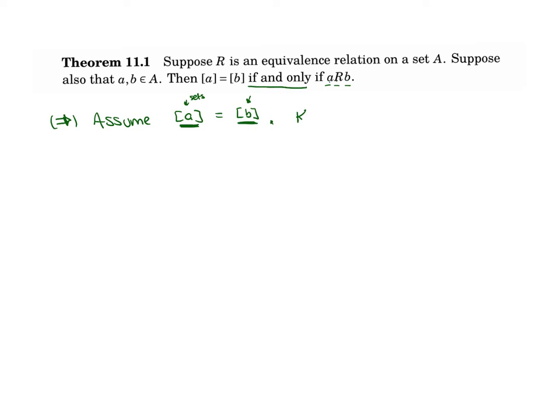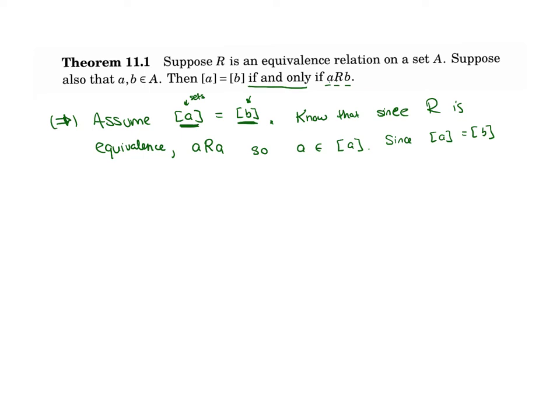So I know that since R is an equivalence relation, it has to be symmetric, transitive, and reflexive. In particular, it has to be reflexive, so a has to be related to itself. So a is in the equivalence class of a. And then since the equivalence class of a is equal to the equivalence class of b, we get that a must be in the equivalence class of b. And the only way, by the definition of the equivalence class of b, that a could be in that is if a was related to b, because the equivalence class of b is all of the things that are related to b.